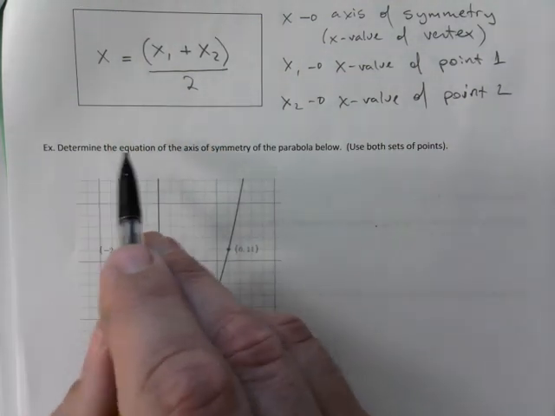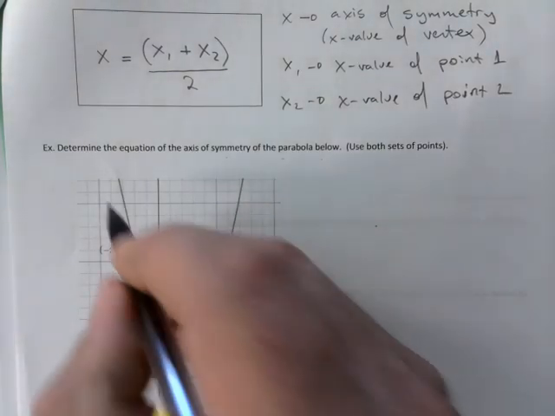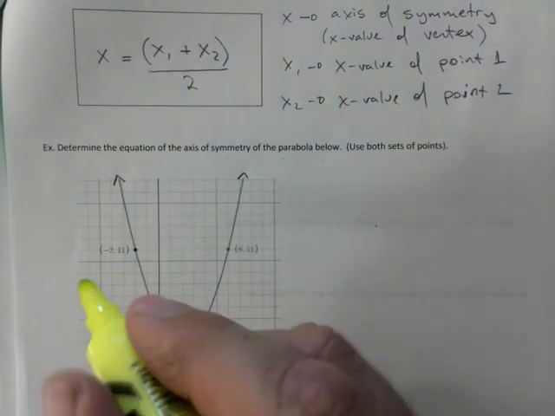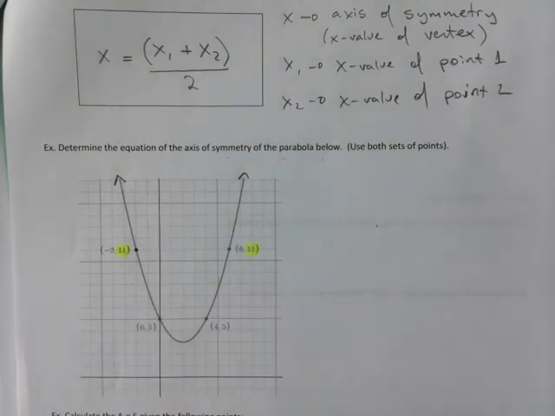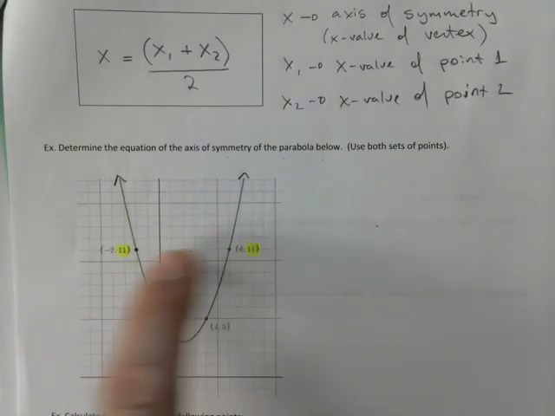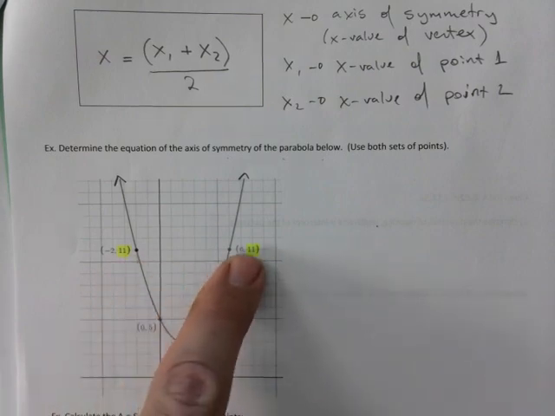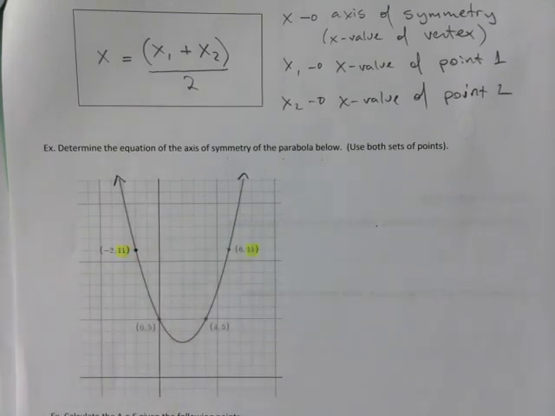So example, determine the equation of the axis of symmetry of the parabola below. Let's put arrowheads on there. And let's make a note, right? This point and this point, we know they're exactly opposite each other. How do we know that? Because they both have a y value of 11. They're on the same height. They're looking right at each other, eye to eye, right?